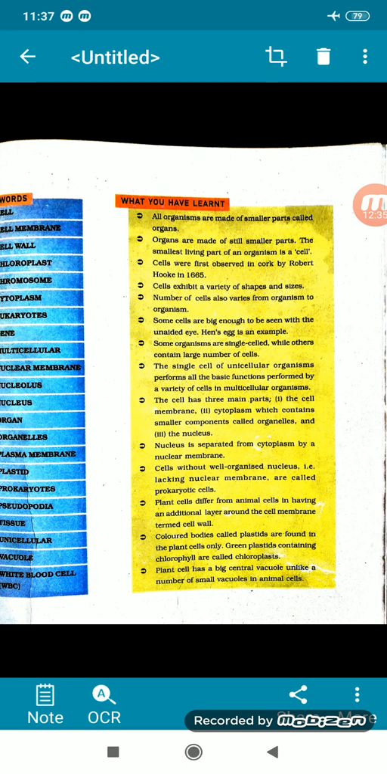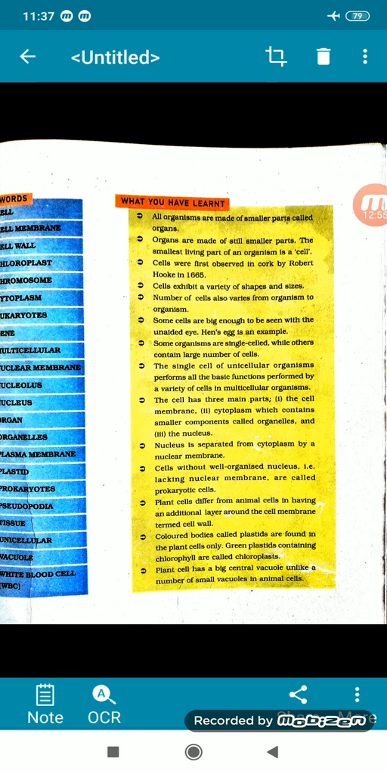Cells exhibit a variety of shapes and sizes. Number of cells also varies from organism to organism. Some cells are big enough to be seen with the unaided eye. Hence, egg is an example. Some organisms are single cell, while others contain large number of cells. They can be unicellular or multicellular.